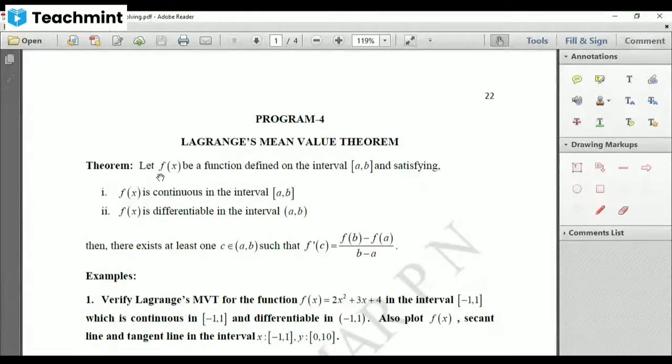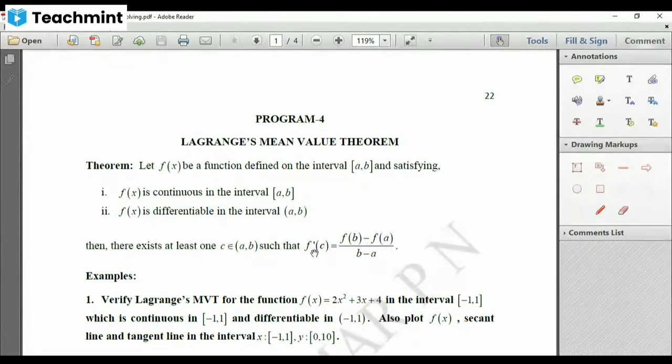Suppose f of x is a function defined on the closed interval a comma b and satisfying two conditions. That is, f of x is continuous in the closed interval a comma b and f of x is differentiable in the open interval a comma b. Then there exists at least one c which lies in between a and b and satisfies the condition f dash of c equal to f of b minus f of a divided by b minus a.